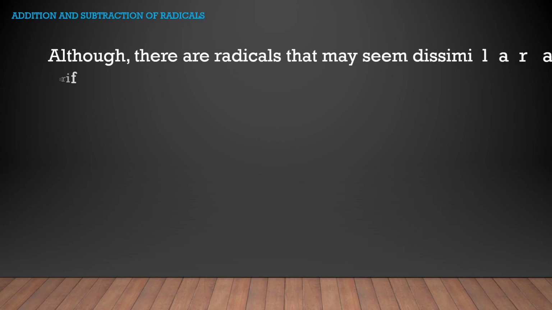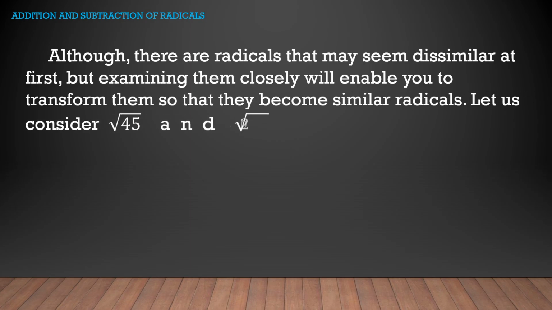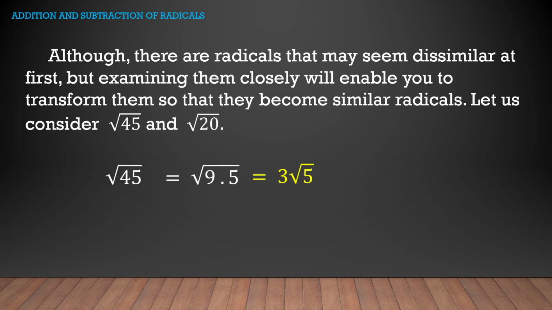There are radicals that may seem dissimilar at first, but examining them closely will enable you to transform them so that they become similar radicals. Let us consider square root of 45 and square root of 20. For square root of 45, we need to get two factors where one factor is a perfect square, and that is 9 times 5. So square root of 9 is 3, giving 3 square root of 5.